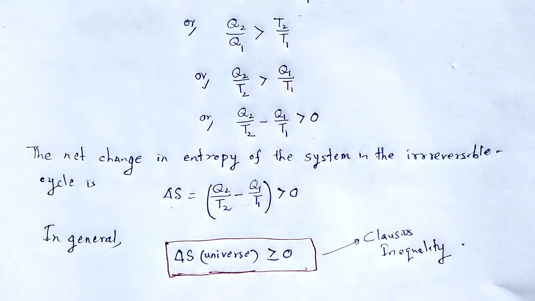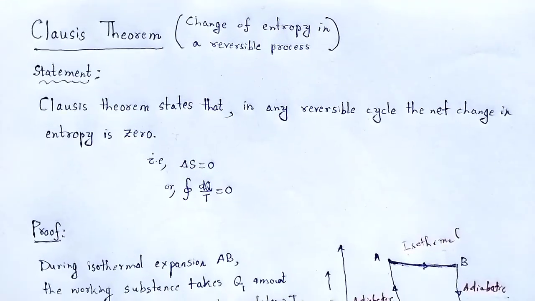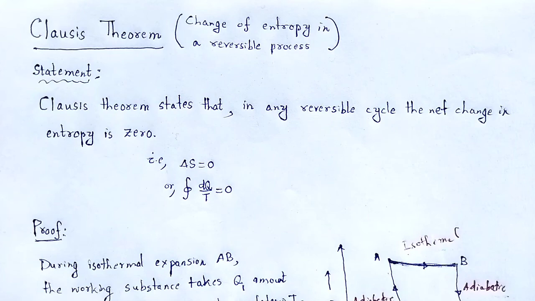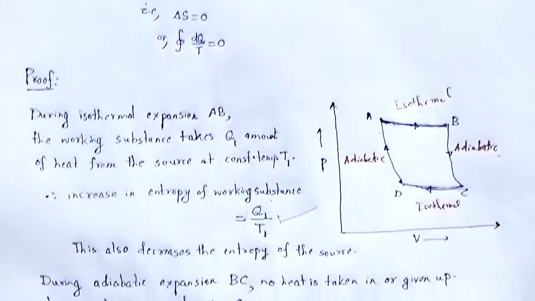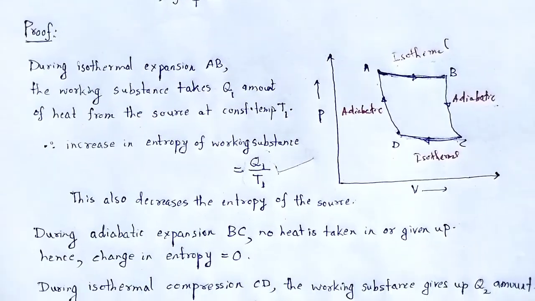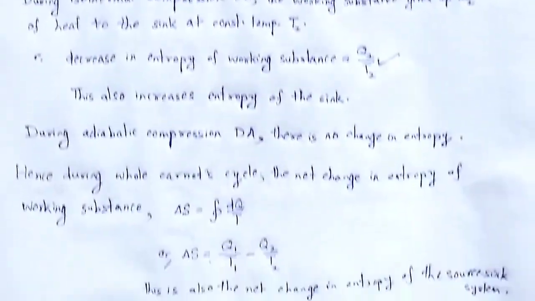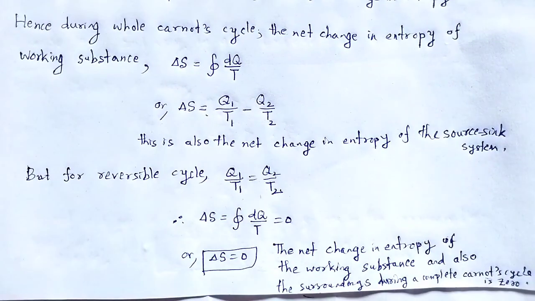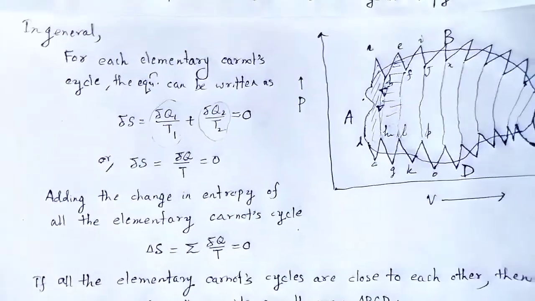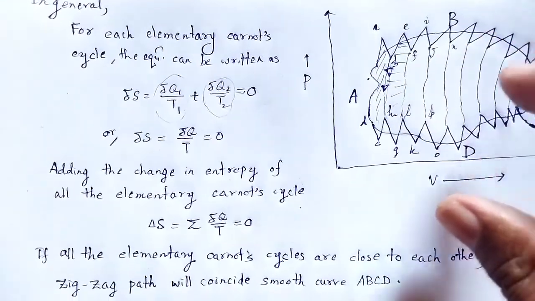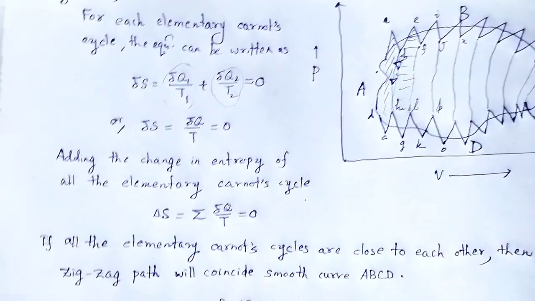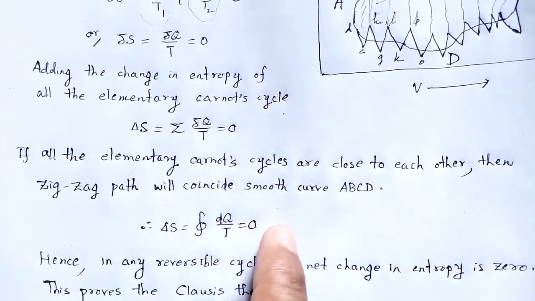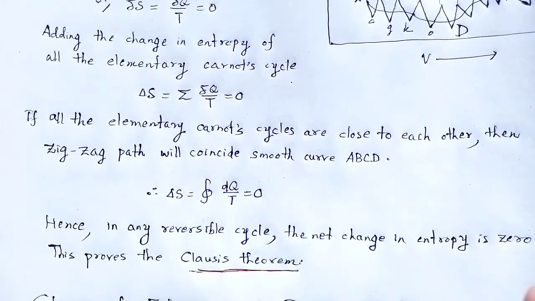So with the help of this video lecture we understand what Clausius theorem is, or the change of entropy in a reversible process. In a reversible process the change of entropy will be 0, and it can be proved by using a reversible cycle such as the Carnot heat engine cycle. We get the change of entropy as 0, and generalizing that, we take elementary Carnot cycles and sum these cycles, and finally we get the change of entropy again as 0, which is Clausius theorem.